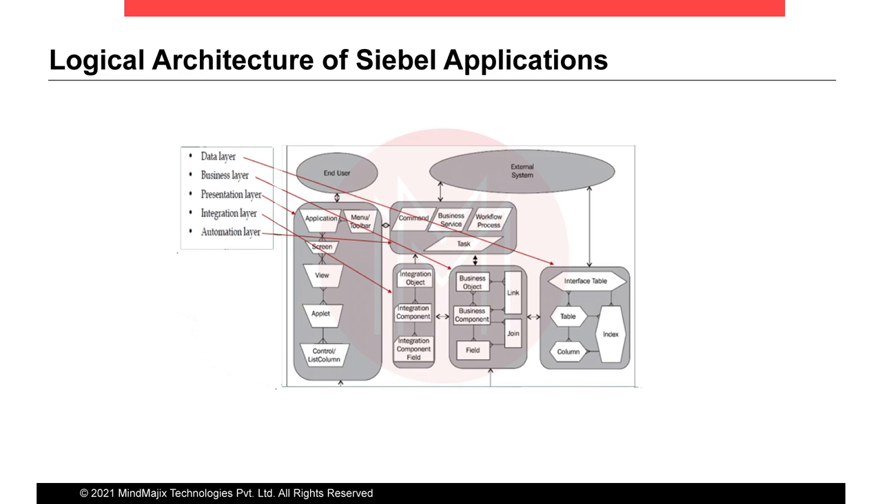Now, what are the objects present inside the data layer? There are tables, columns, indexes, and interface tables. These are the different objects we have in the data layer.